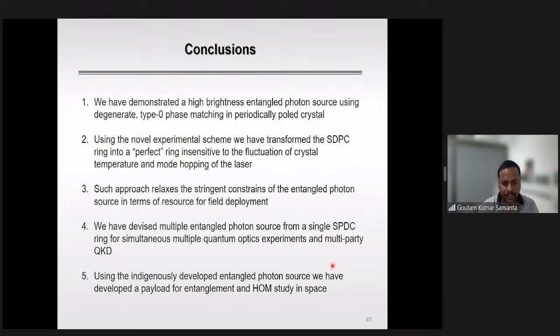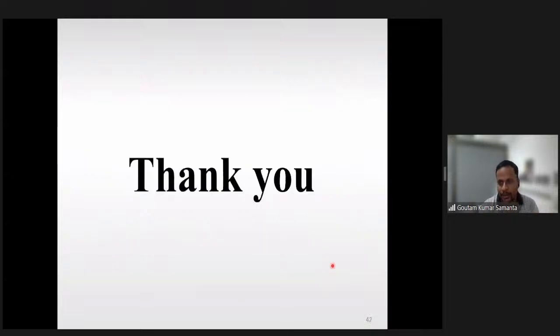And using this indigenously developed entangled source, we have developed a payload. The structural model is being developed or fabricated, and the optical lab model has been tested in the lab, and that perhaps will go at some point of time in the future. With this, I thank you all for your kind attention, and I'll be happy to answer the questions you are having.